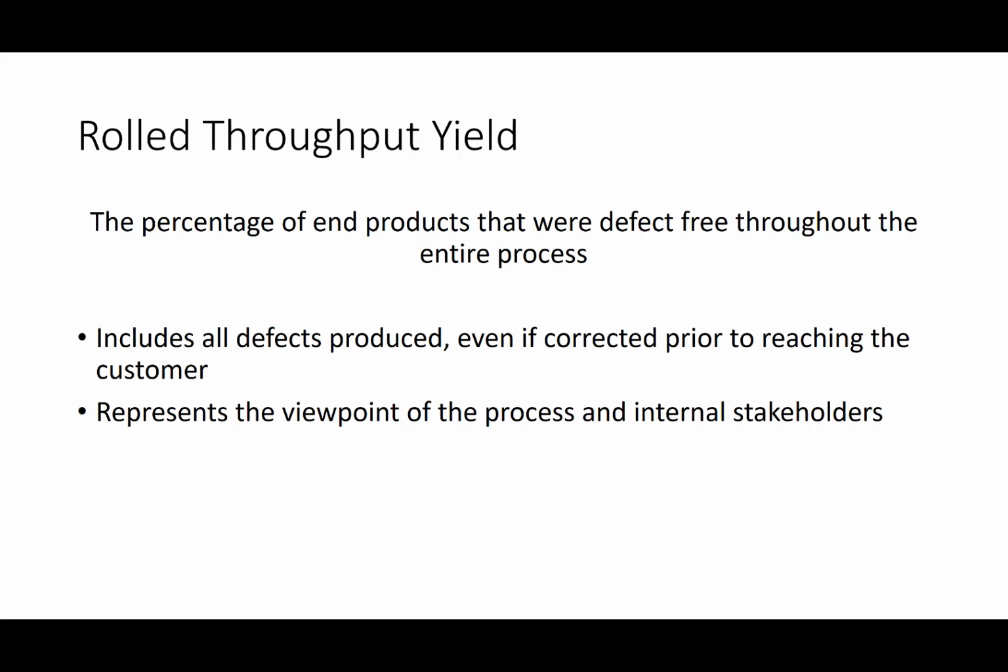Rolled throughput yield is defined as the percentage of end products that were defect-free throughout the entire process. This is a much tougher standard, and rolled throughput yield is usually going to be a lower value than your first-time yield. This will include all defects produced, even if it is corrected prior to reaching the customer. This represents the viewpoint of the process and internal stakeholders. Rolled throughput yield is much more valuable in looking at process improvement because it looks at all the defects throughout the process, and from a Six Sigma perspective, that is the valuable measure.